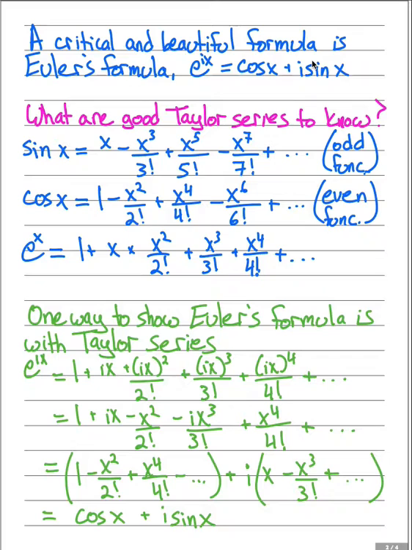So what are some good Taylor series to know? You can certainly derive these using Taylor's formula, but there are also ones that it's just really convenient to know off the top of your head. So sine x follows this pattern. It's x minus x cubed over 3 factorial plus x to the 5th over 5 factorial, and so on.